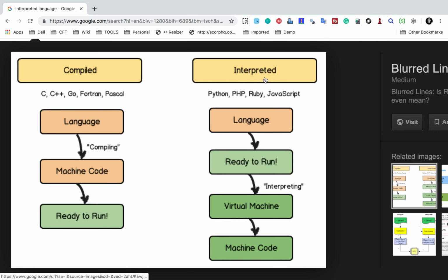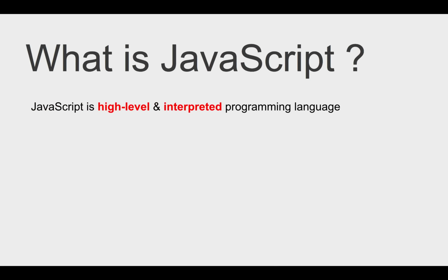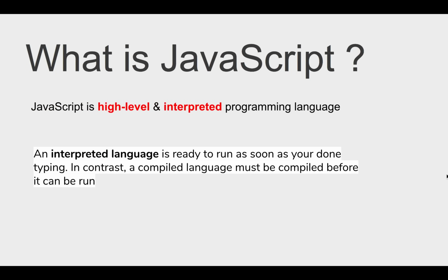Whereas in the interpreted languages like Python, JavaScript, Ruby, PHP, we do not have a compilation step. It is ready to run. It is interpreted line by line and directly run on the machine. So if I go back here, we can see interpreted language is ready to run as soon as you are done typing. In contrast, a compiled language must be compiled before it can be run.